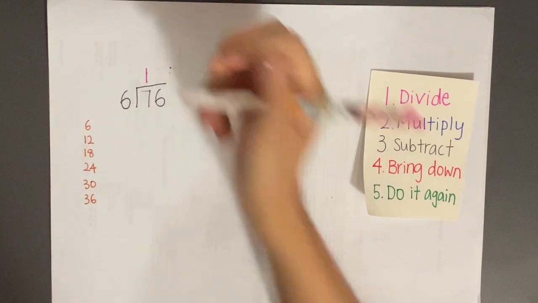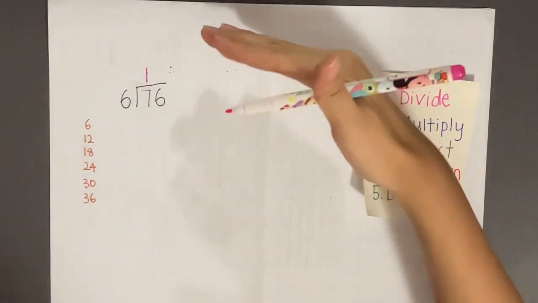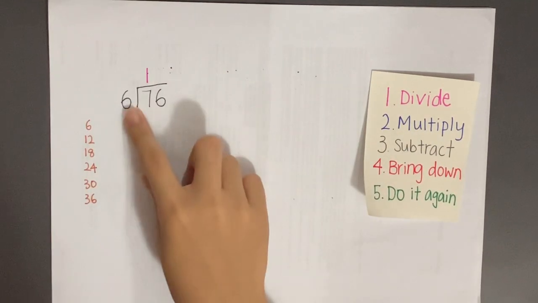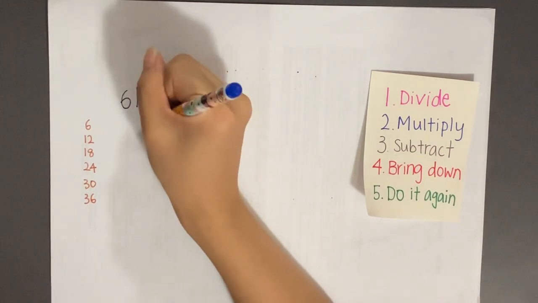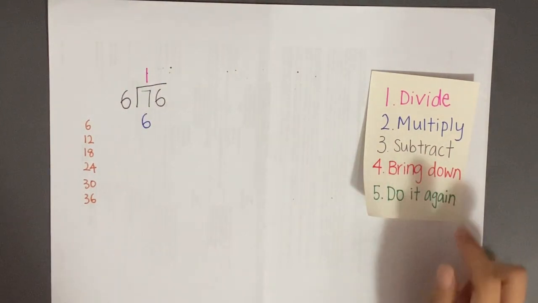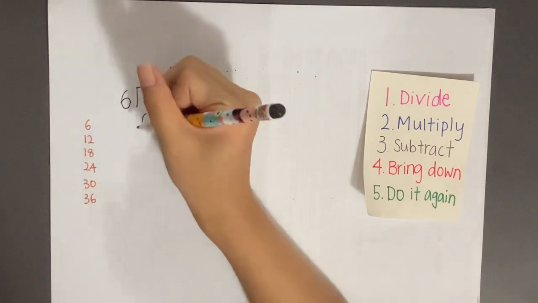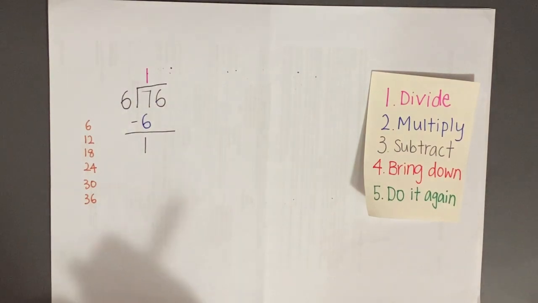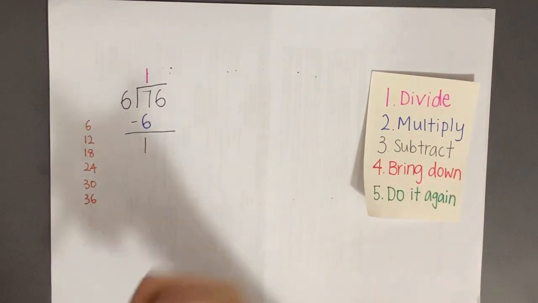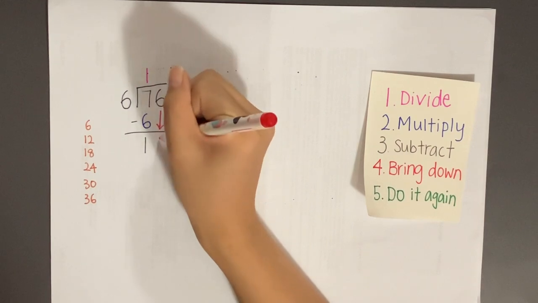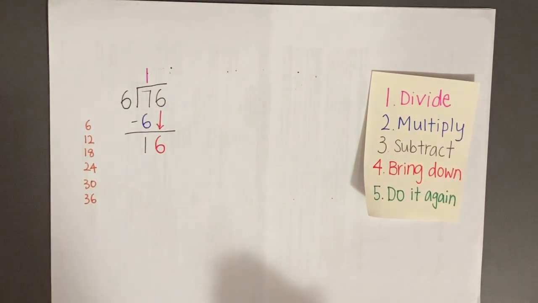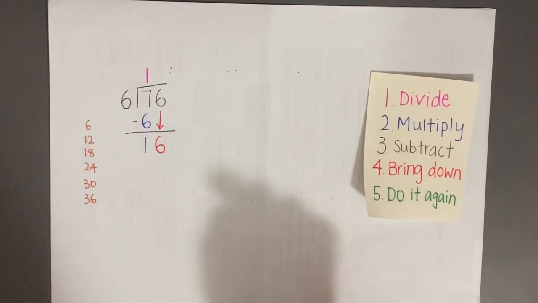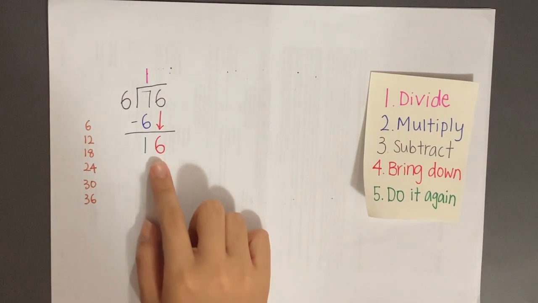So remember, when we do our first step, we always start from the top and then we work our way to the bottom. So, second step, multiply. 6 times 1 is 6. Third step, subtract. 7 minus 6 is 1. Fourth step, bring it down. And fifth step, do it again. So I start from divide again. Now, I have 16 left.